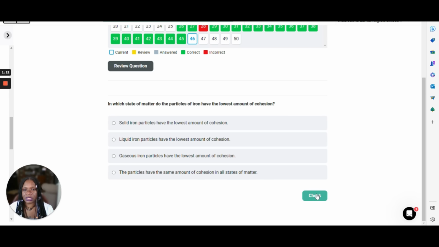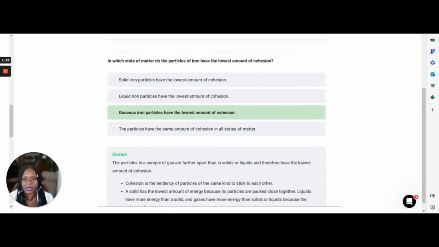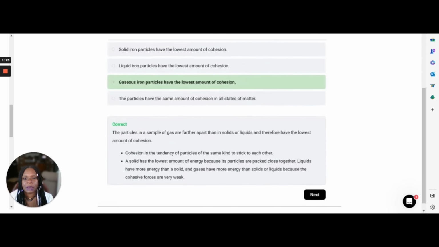And we're moving right along to the next question. Question number 46. In which state of matter do the particles of iron have the lowest amount of cohesion? Is it solid iron particles? Liquid iron particles? Is it gaseous iron particles? Or is it the particles have the same amount of cohesion in all states of matter? Which one, you guys? I'm going to go with gas because gas particles are scattered about. I can imagine gas particles scattered about in the air. We know that here's the answer. Gaseous iron particles have the lowest amount of cohesion.